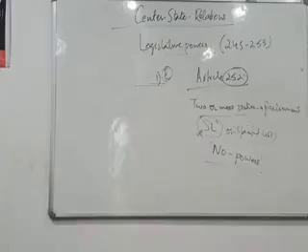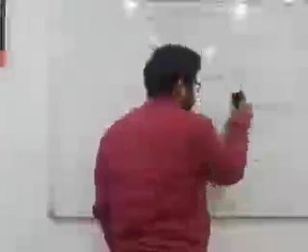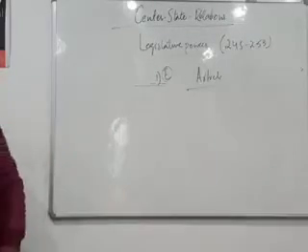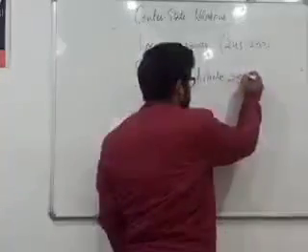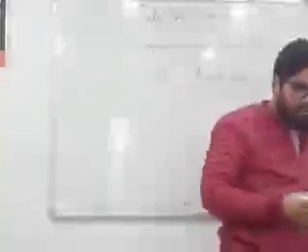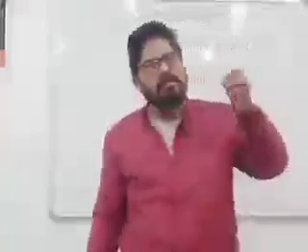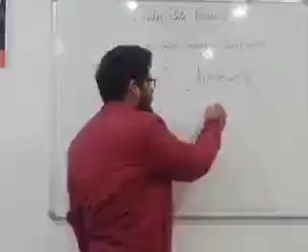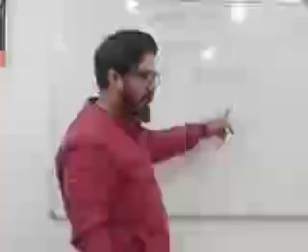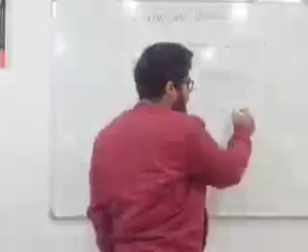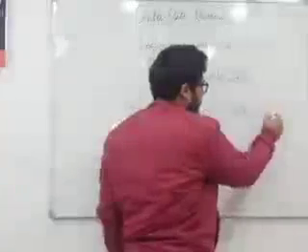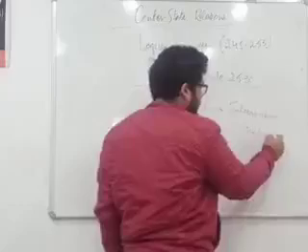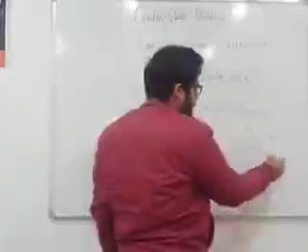Okay? Next, Article 253. Parliament can make law on any subject mentioned under state list. On any matter mentioned under state list, Parliament can make law under Article 253 in order to give effect to an international treaty or agreement. Okay?